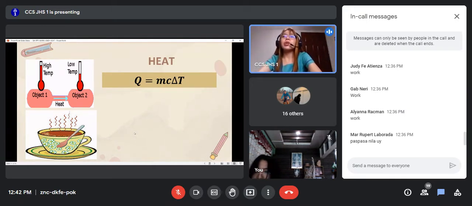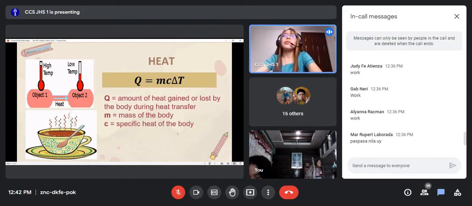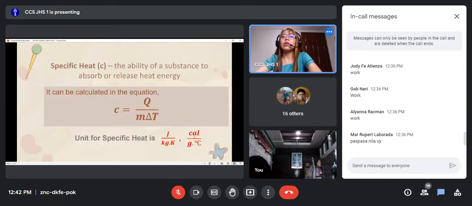If you can still remember in your grade 7, there are three forms of heat transfer: conduction, convection, and radiation. So once again, when we say Q, that is the amount of heat gained or lost by the body during heat transfer. M is the mass of the body. C is the specific heat, which later on you will find out. And delta T is the change in temperature, so it can be T final minus T initial.